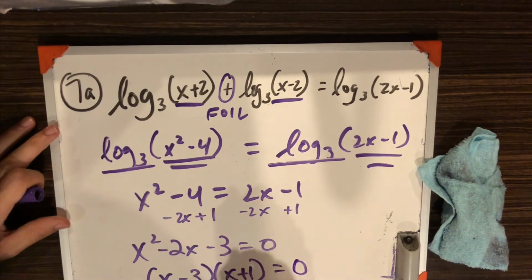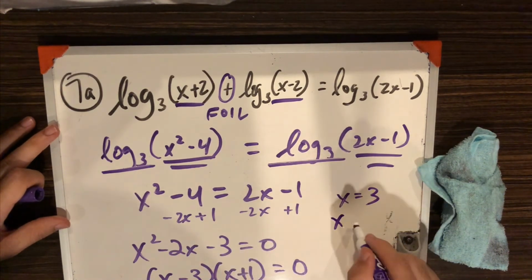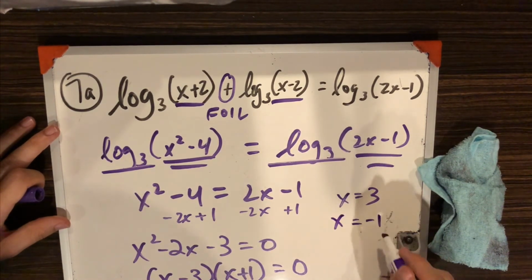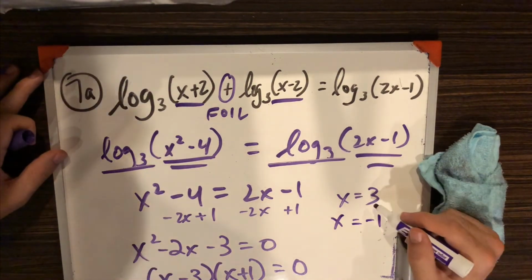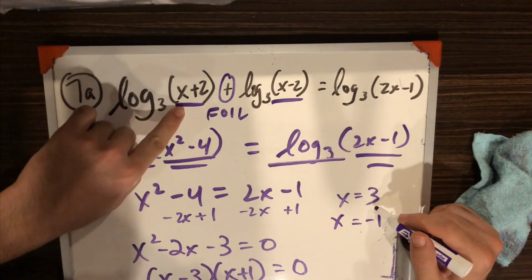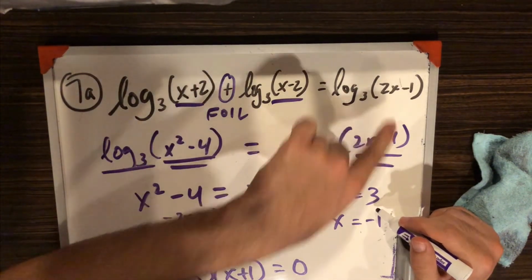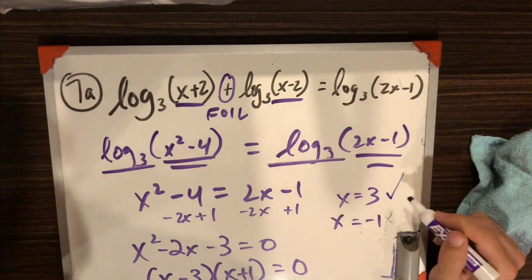Which means x minus 3 equals 0, that's x is equal to 3. And then x plus 1 is equal to 0, that's x is equal to negative 1. So let's check, right? We have to check whether these work or not. So if I plug in 3 here, that works. Plug in 3 here, that still works. Plug in 3 here, that still works. Okay, so this one checks out.